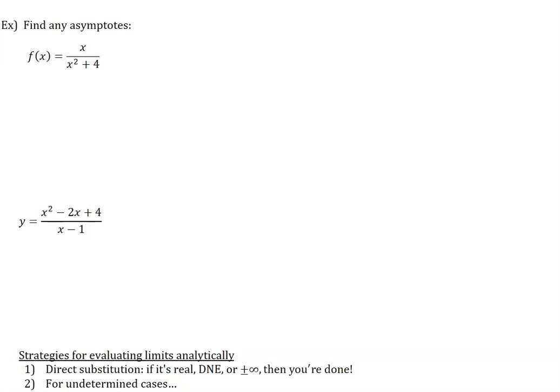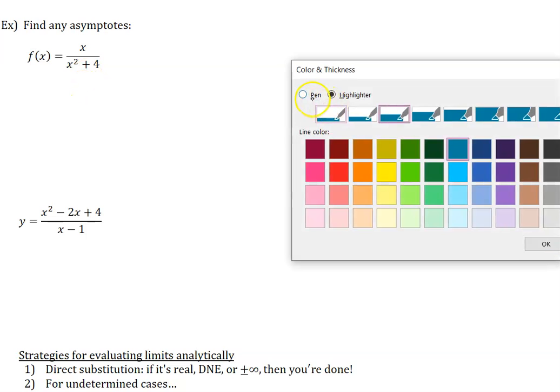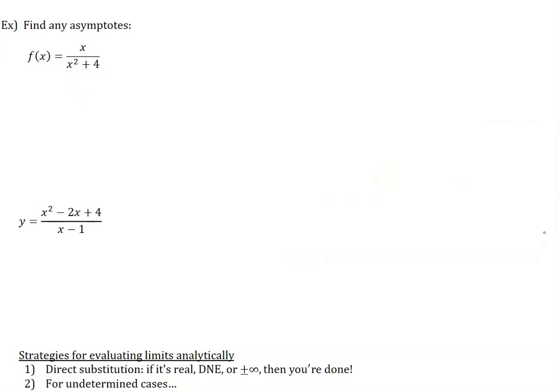All right, so for this first one, for vertical asymptotes, we need to check the denominator and see where the denominator equals 0. x squared plus 4 does not factor as x plus 2 times x minus 2 because we have a sum in the middle, okay? So there are no vertical asymptotes. Let's make a note of that.